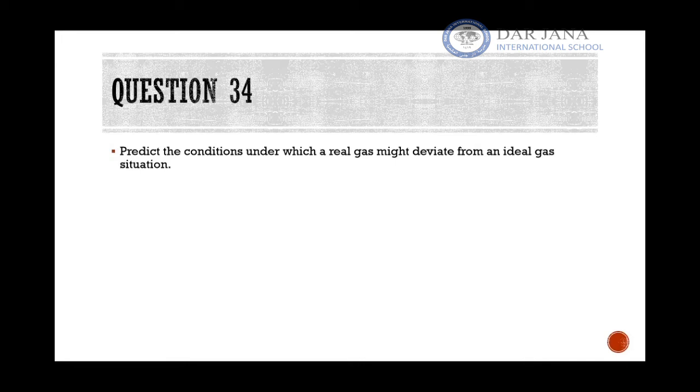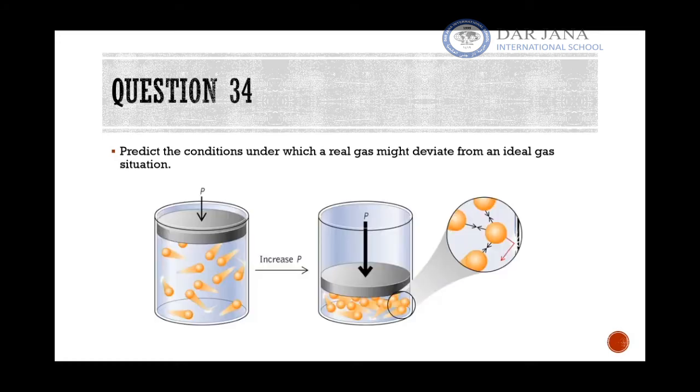So a real gas might deviate from an ideal gas behavior under conditions that decrease the distance and increase the attractions among gas particles, such as low temperature and high pressure.